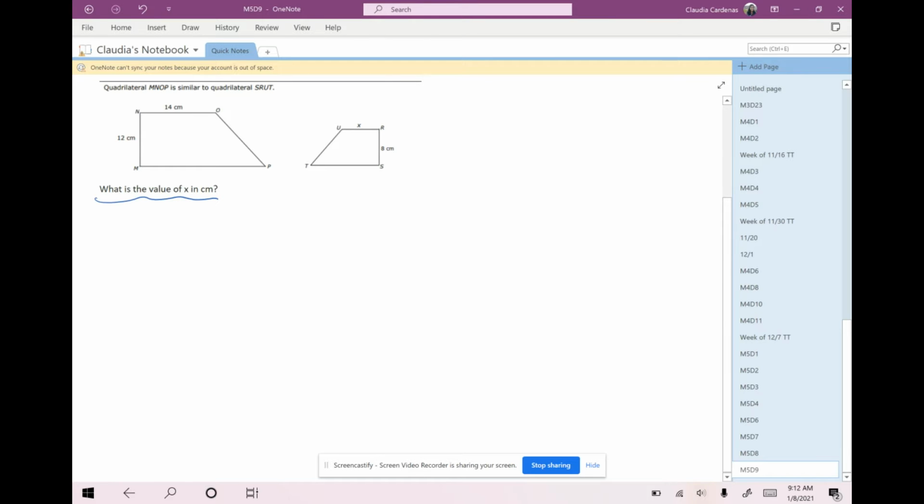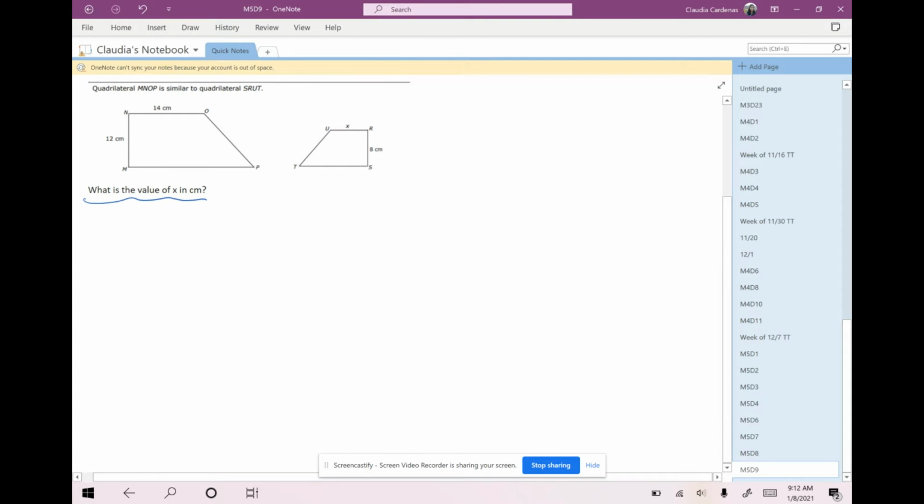So if we look at these shapes and see that they are similar, then we know this means they are proportional. So I'm going to go ahead and write similar equals proportional. So go ahead and add this to your notes. Therefore, we know it has a scale factor between these two shapes. And so we know that one is a scale drawing of the other.